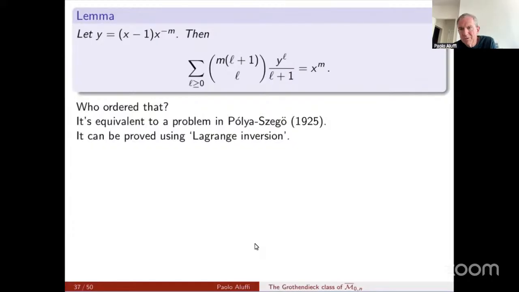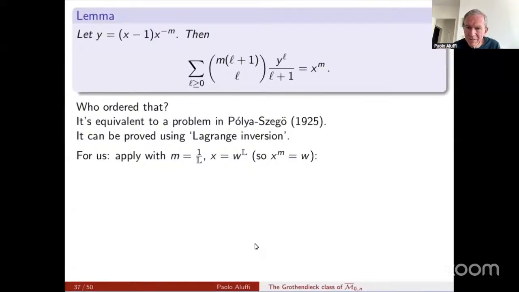Well, you look at the literature and you find that in fact it is a problem in Pólya and Szegő, this famous book of problems from 1925, 100 years ago. And there you find a hint that it can be proved by using Lagrange inversion, which is a famous tool in this kind of consideration. So what I'm trying to hint is that 100 years ago, people would have found this easier because it was just a standard exercise in a standard book of exercises. Nowadays, we have kind of lost that connection with combinatorics, I suppose.